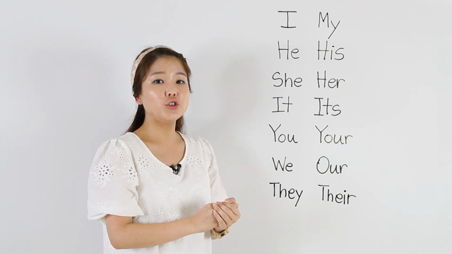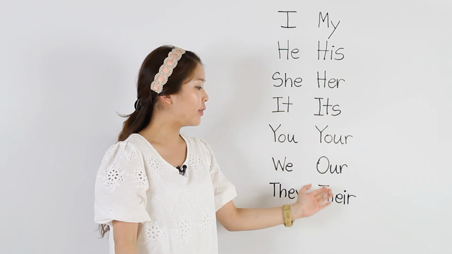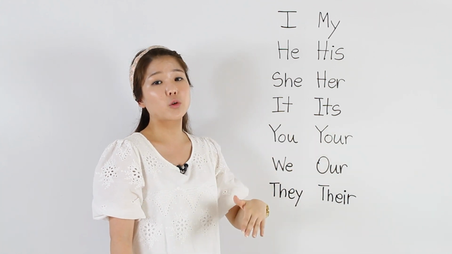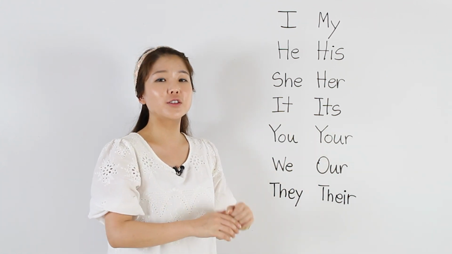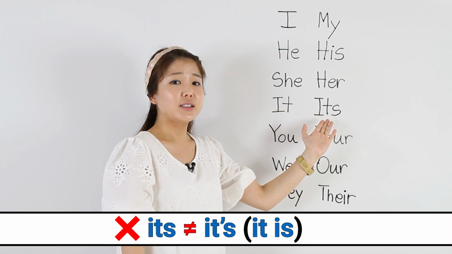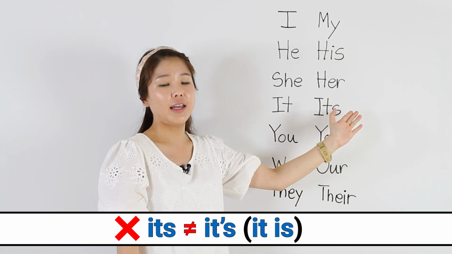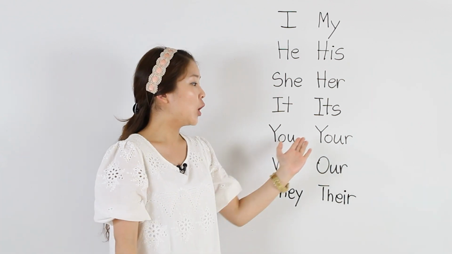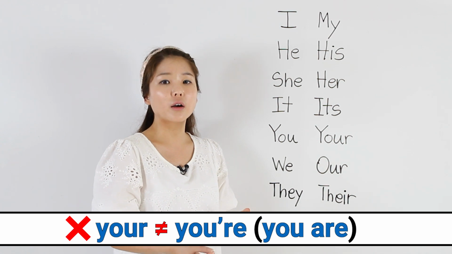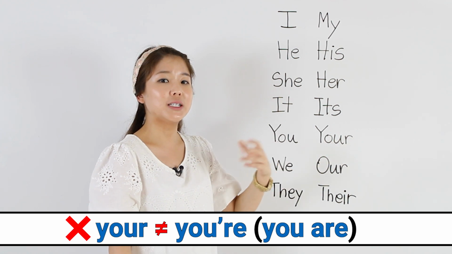Okay, now I want you to pay attention to three special words: its, your, and their. Now I want you to notice these words sound like other words, so you have to be careful not to get them confused. And I'm going to explain. Its sounds like the contraction for it is, it's. Okay, so don't get that confused. Your sounds like the contraction for you are, you're. Okay, so make sure you use this one to show possession.